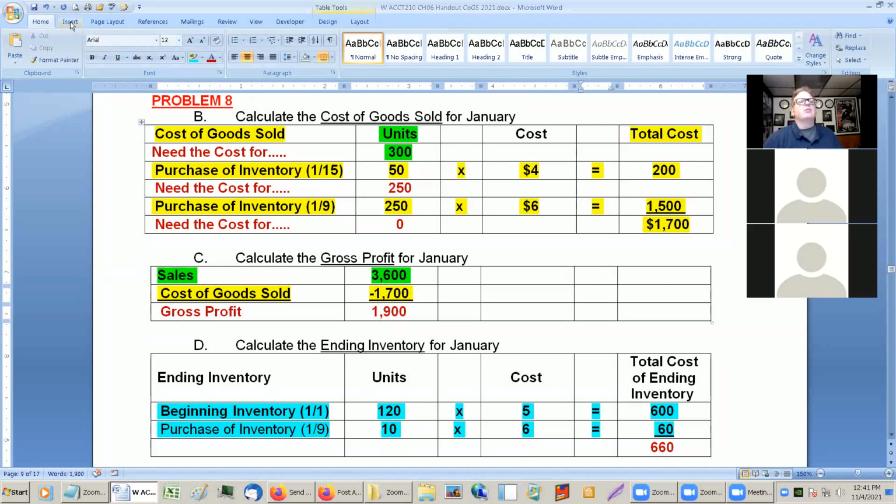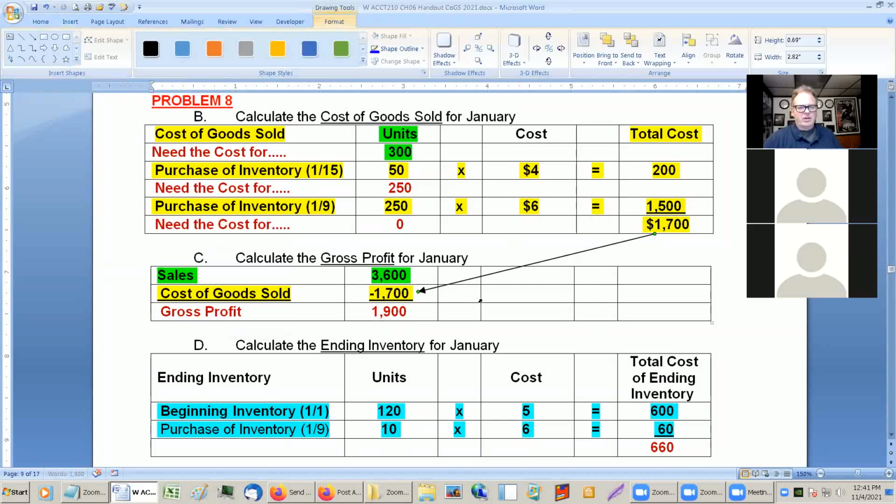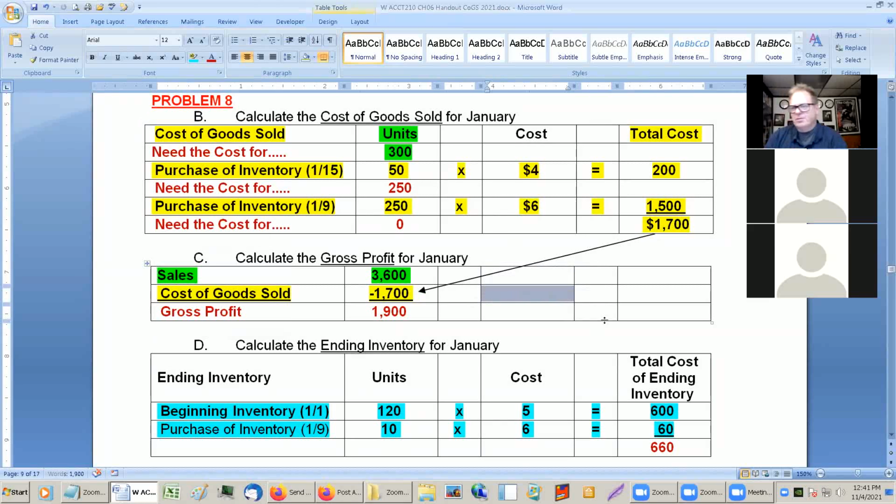Again, the cost of goods sold is the hard part to get here. This is the tricky one. The sales are easy, you know, sales or whatever they are. Costs are always hard.